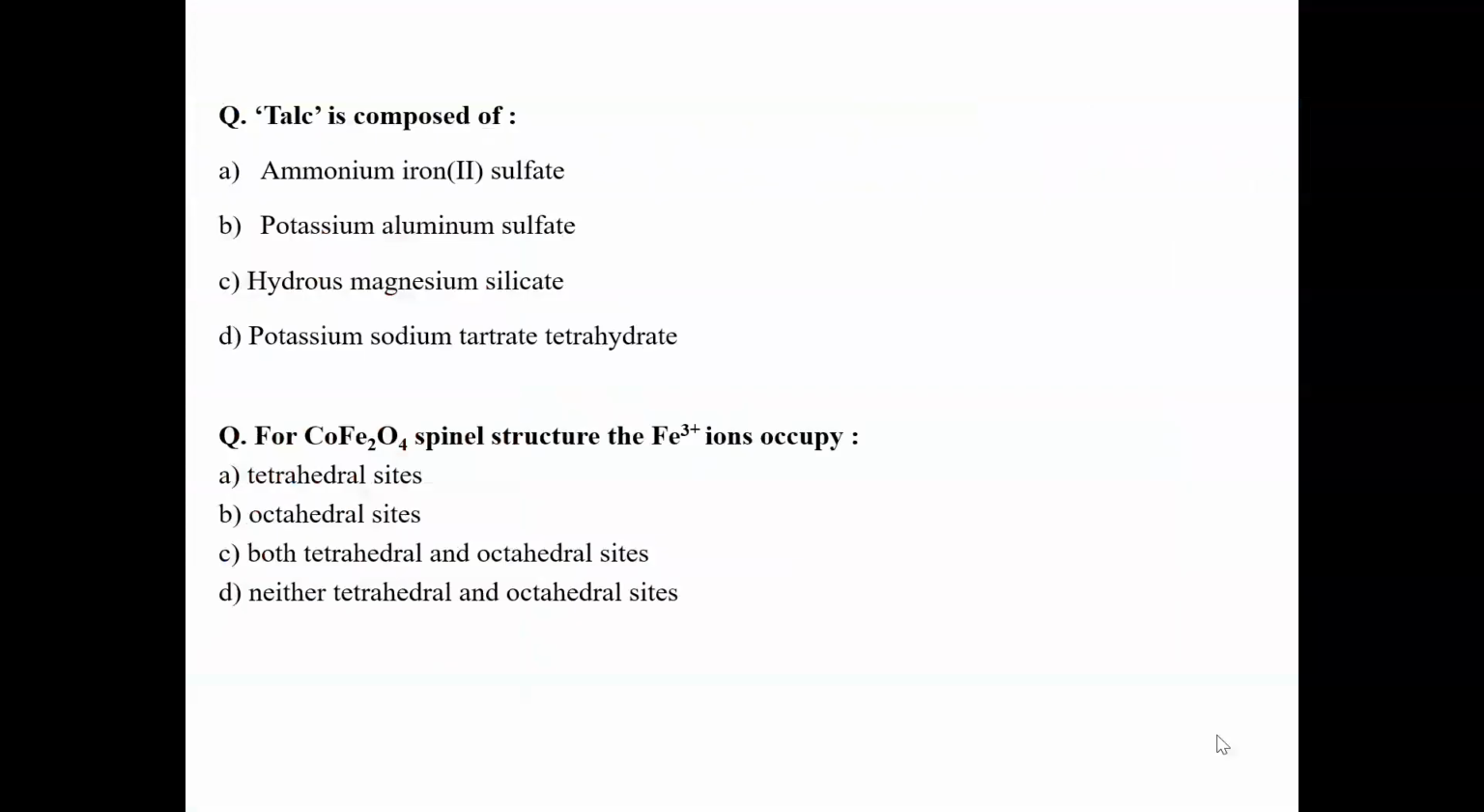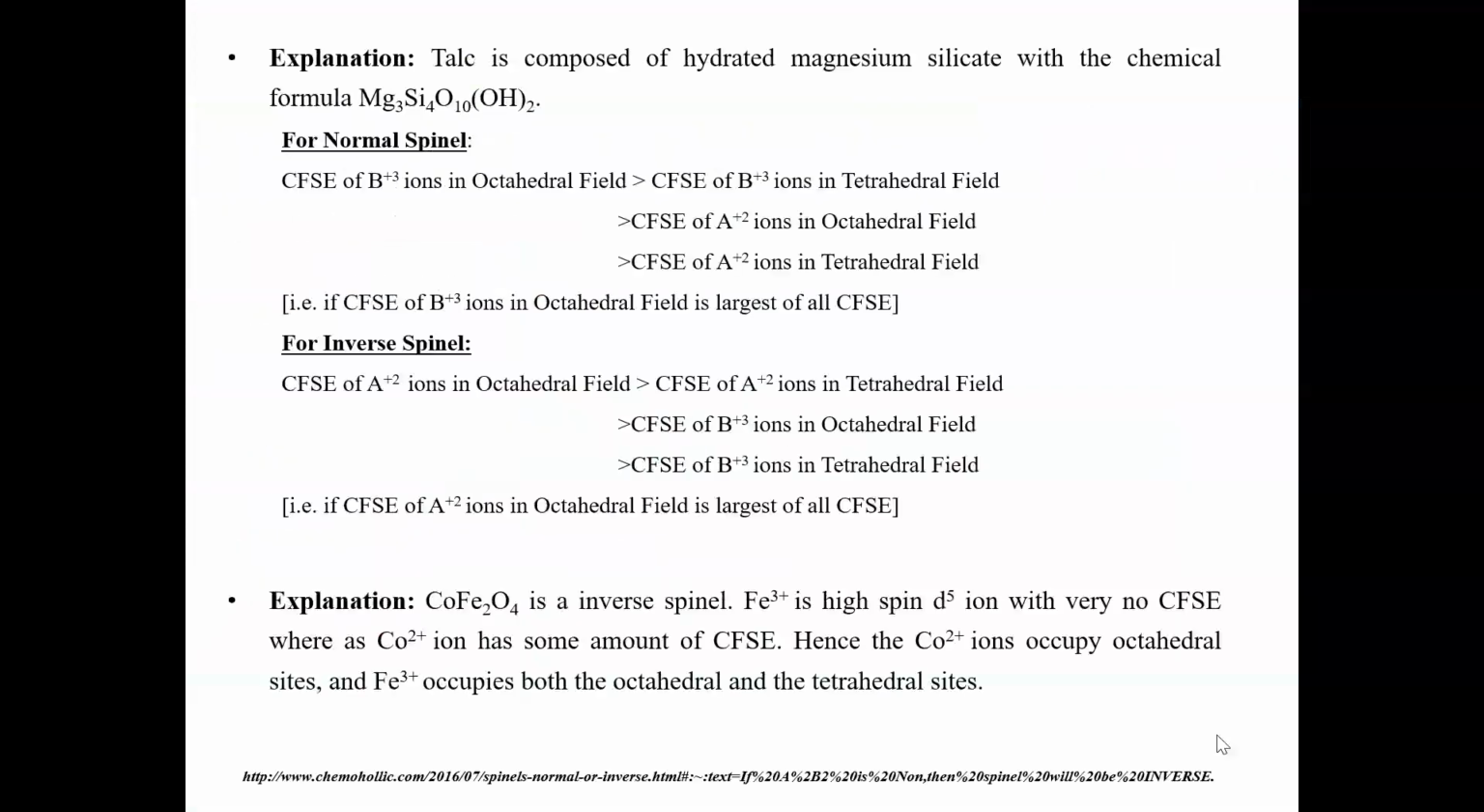Okay, so moving to the explanations. If I talk about talc, this is the formula. Okay, so you can see it is a hydrated magnesium silicate basically. Okay, and if I talk about the second one, here are some details from which you can identify whether these AB2O4 type oxides are normal spinel or inverse spinel, right?